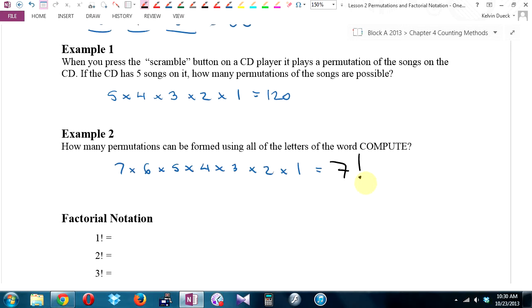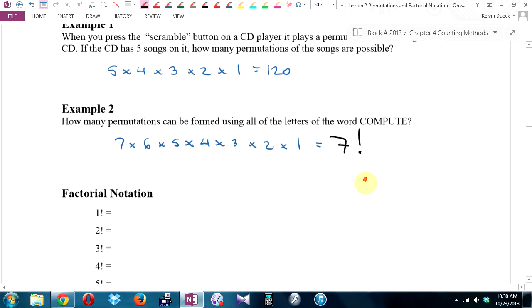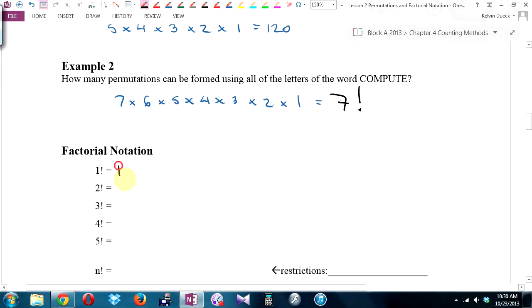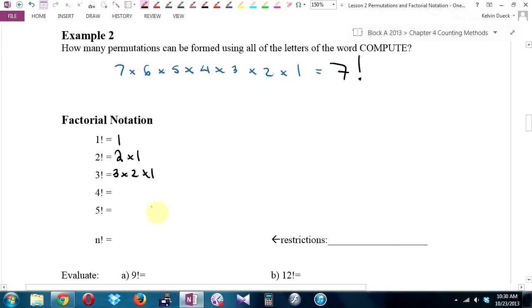That's 7 factorial. 6 factorial is 6 times 5 times 4 times 3 times 2 then times 1, and you would write it 6 exclamation point. 1 factorial is 1. 2 factorial is 2 times 1. 3 factorial is 3 times 2 times 1. Spotted the pattern? So let's skip 4. Let's do 5.